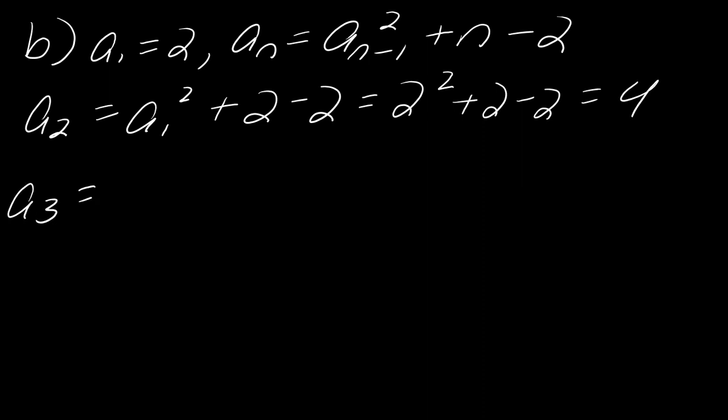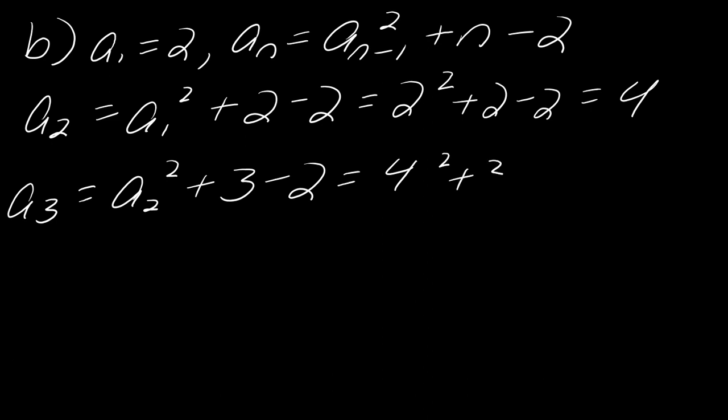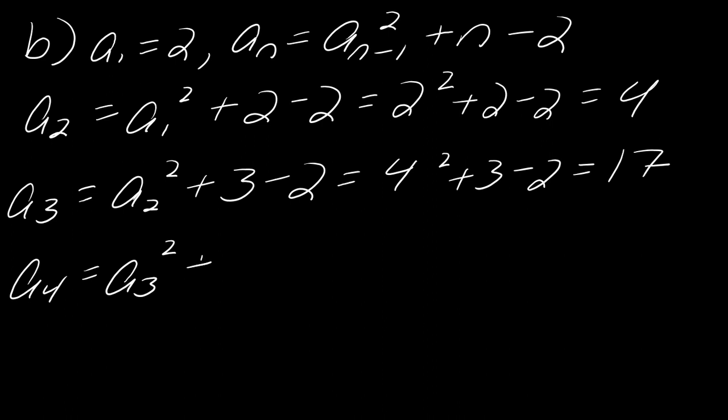All right, so what's my a sub 3 asking for? It's asking me to take the previous term, which was a sub 2, and then plus 3 minus 2. So this is n, here's my nth term, so that 3 goes there. So this becomes 4 squared plus 3 minus 2. So let's see, that's going to be 17. And then for the 4th term, this is getting very big very quickly. So would we say that this converges or diverges? This diverges. This is going to refer to the previous term, plus 4 minus 2.